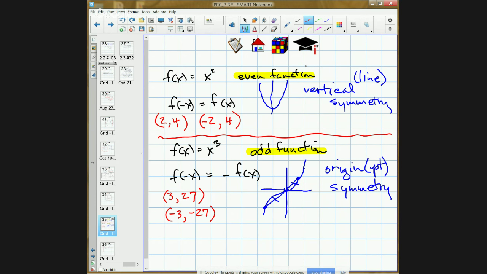Now let's take another one. What happens when you cube 2? You get 8. What happens when you cube negative 2? You get negative 8. And then just test it a third time. So anyway, you really knew these. We just didn't call them by these names. So y-axis symmetry, even function. Origin symmetry, odd function.